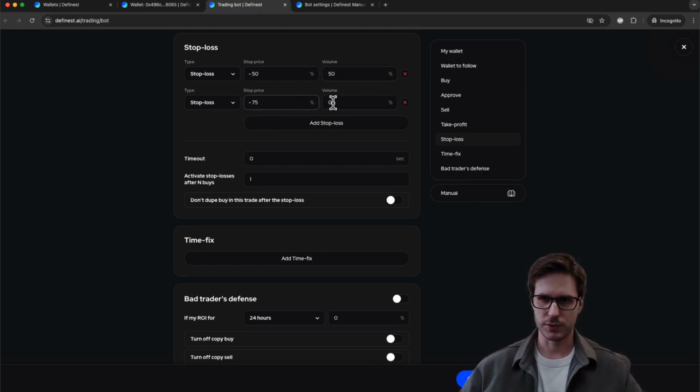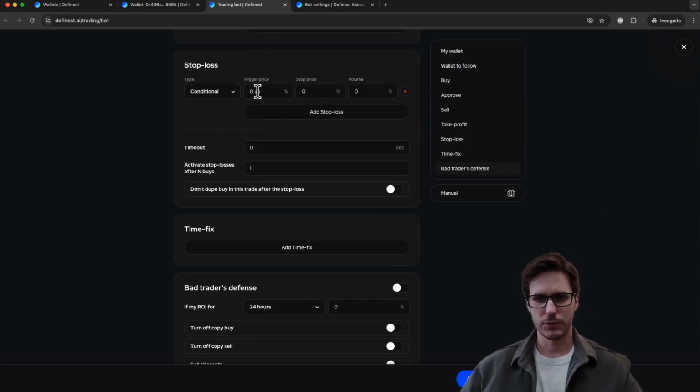You sell the remaining part of the coin. And how else can you make a conditional stop loss? There is a trigger price, stop price, and volume. For example, the price of the coin rose by 100%, and from these 100% it fell to minus 50%, and in this case I will sell the whole coin. Look at this moment a few times. That is, this is a stop loss that is restored upon reaching some level.